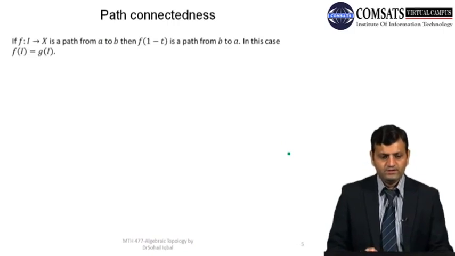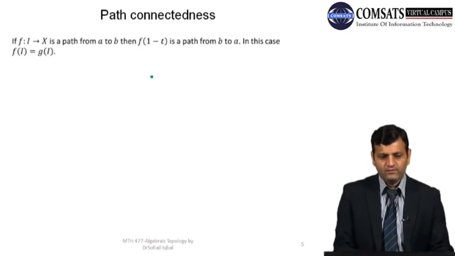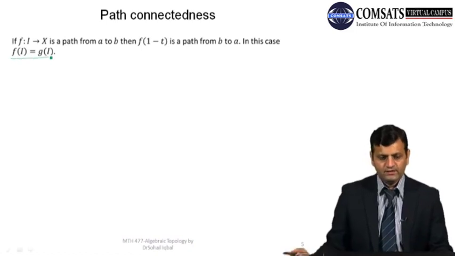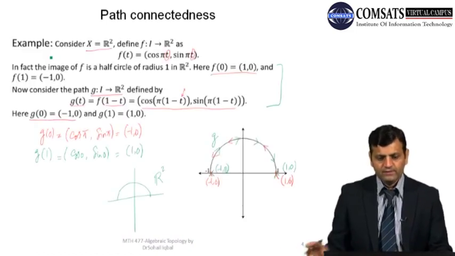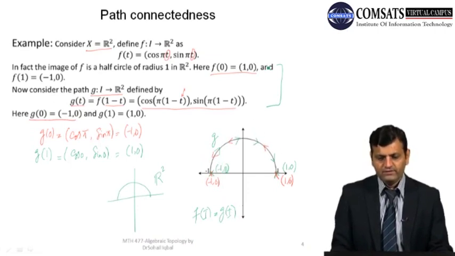So if f, in general, is a path in X, then f of 1 minus t is a path from b to a. In this case, as we have seen earlier in this example, f of I is equal to g of I, because both of these represent this half circle in R2, but they have different properties as paths. Their beginning and end points are different, for example.